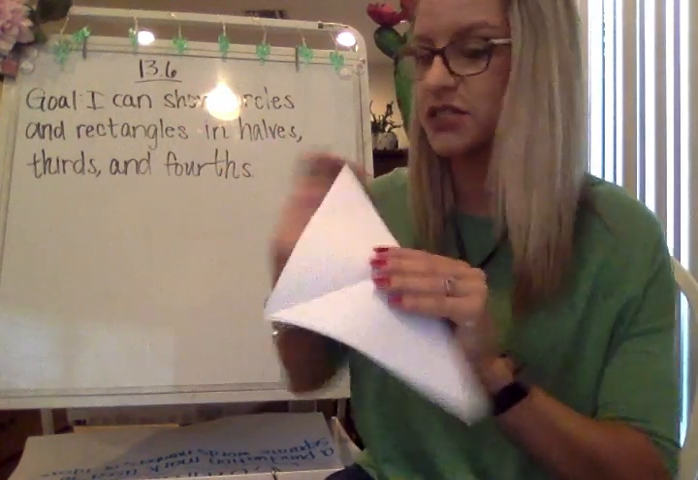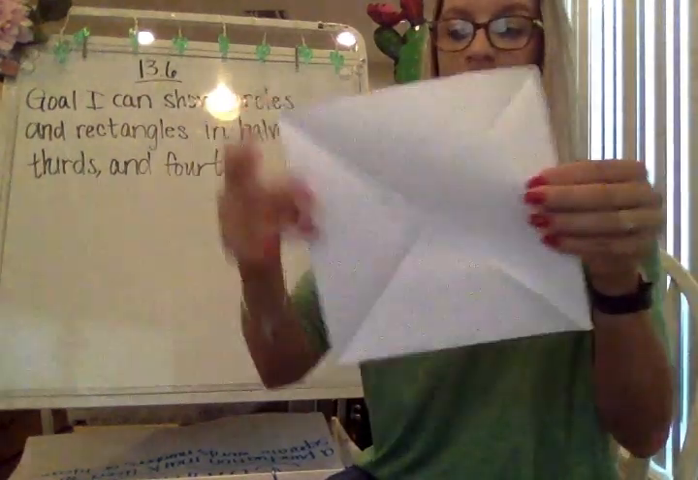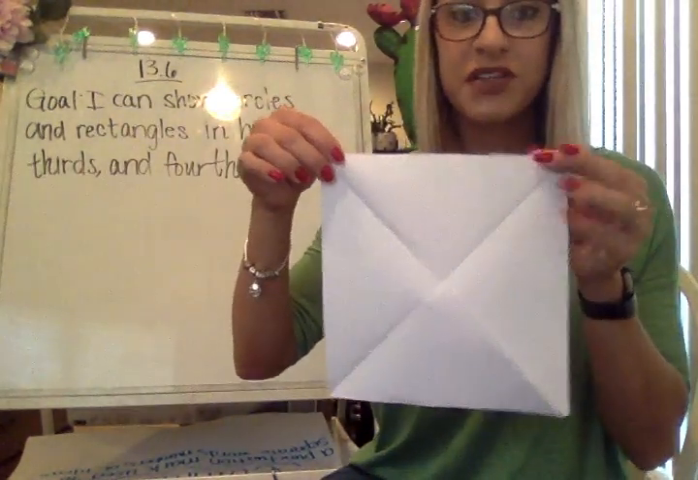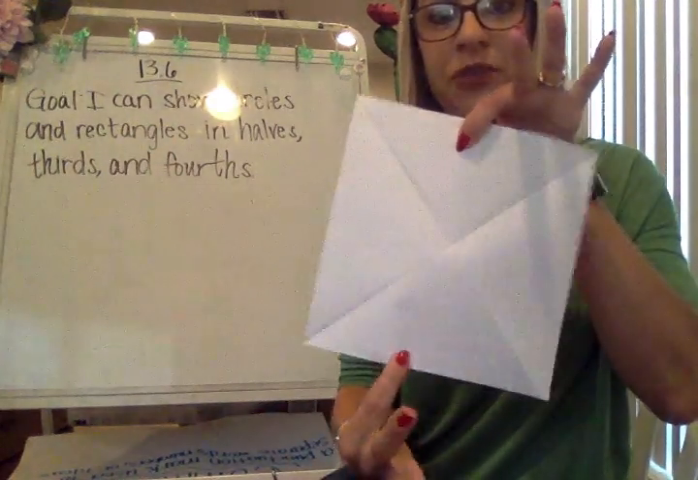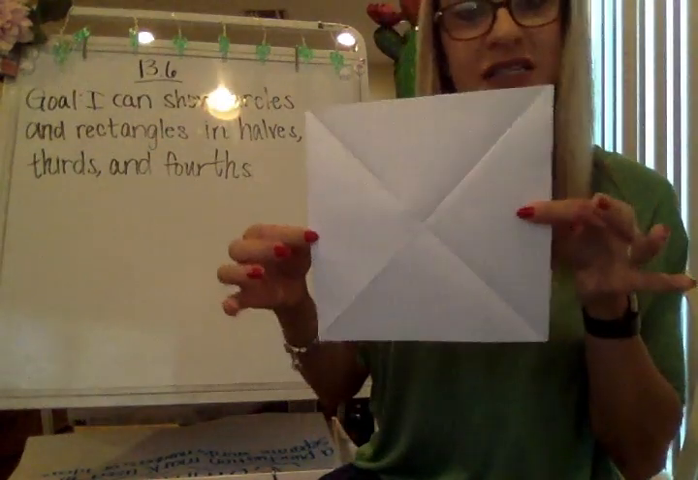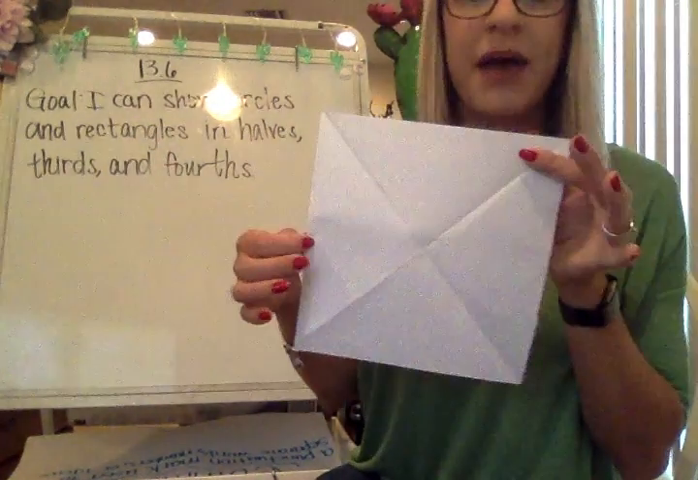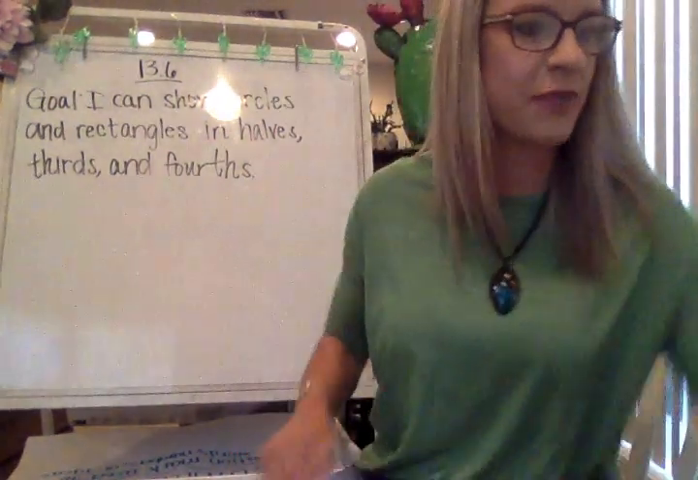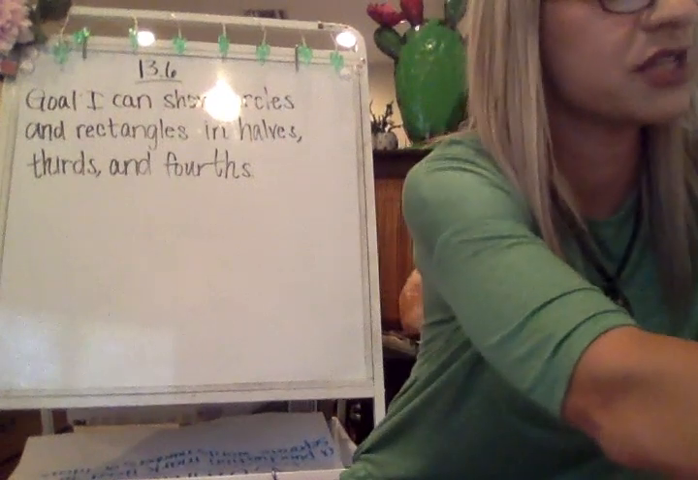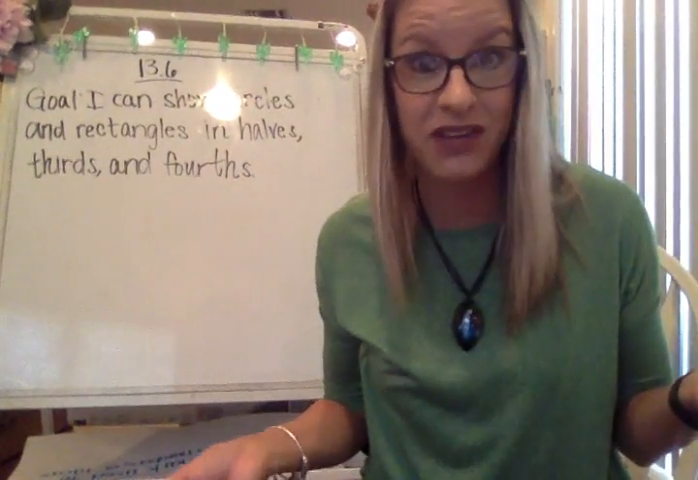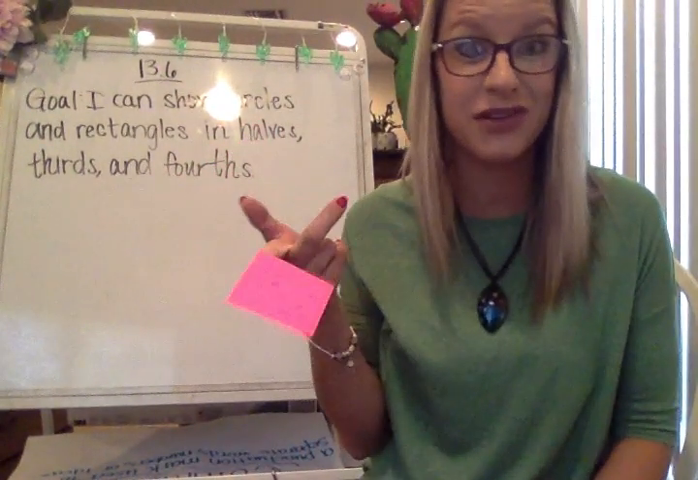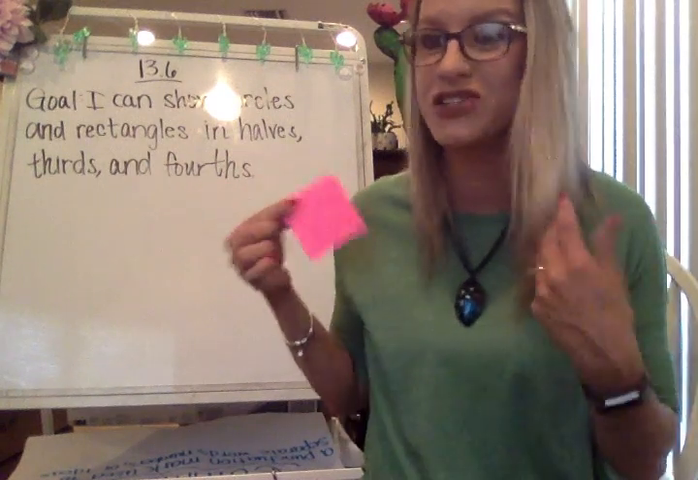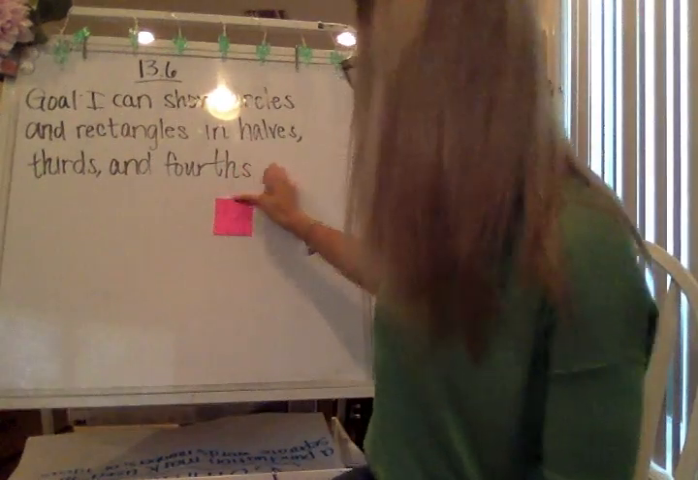Those are called fourths. So 4 equal pieces, the name of that is fourths. I've got 1, 2, 3, 4 equal pieces. You can kind of see where those folds are. If I was writing this on my paper, what I would do is just have my square shape. Let me just get a little piece of paper. If you don't have any of that kind of paper, I have sticky notes. Sticky notes are automatically the size of a square, so I thought that would be a fun way.